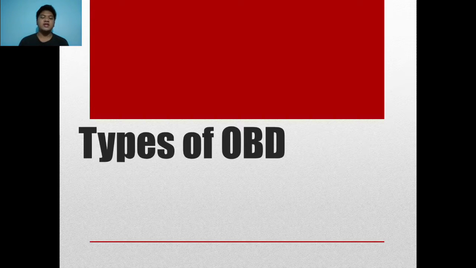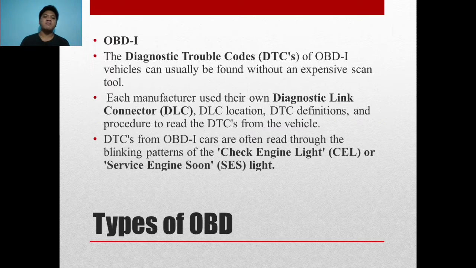Types of OBD. OBD1: the diagnostic trouble codes, or DTCs for short, of OBD1 vehicles can usually be found without an expensive scan tool. Each manufacturer used their own diagnostic connector, DLC location, DTC definitions, and procedures to read the DTC from the vehicle. DTCs from OBD1 cars are often read through the blinking pattern of the check engine light or service engine soon light.